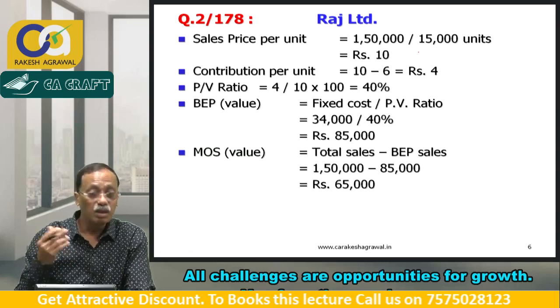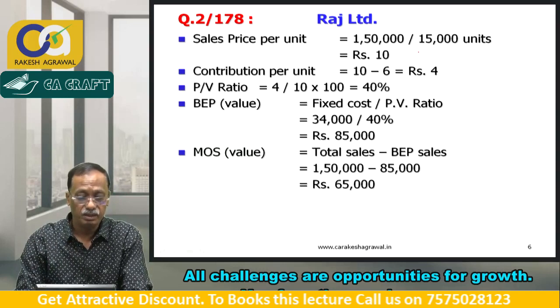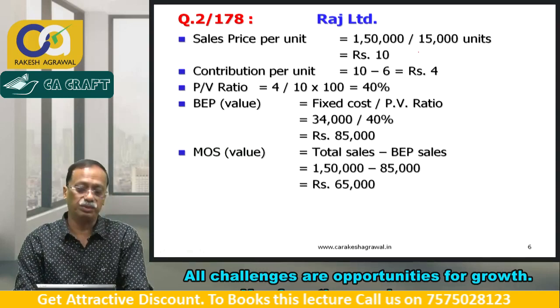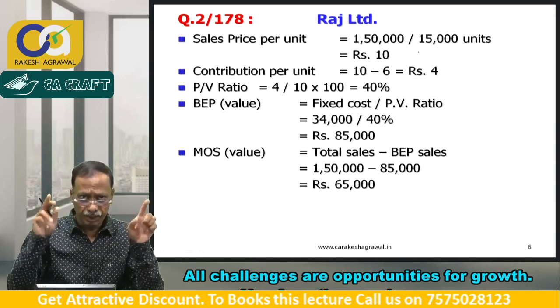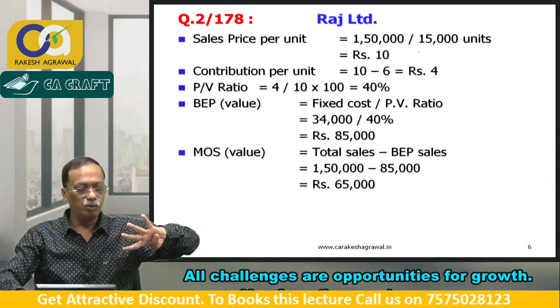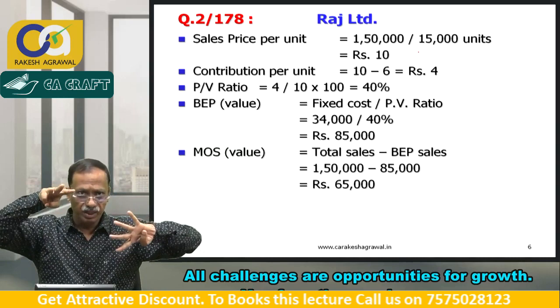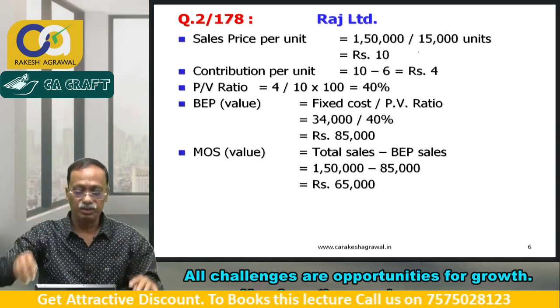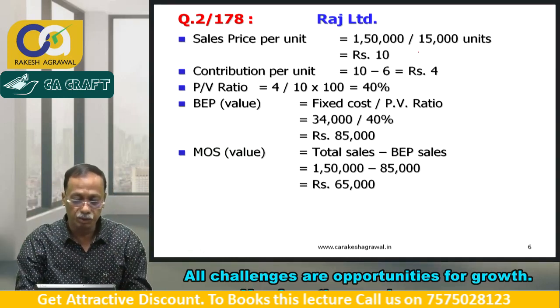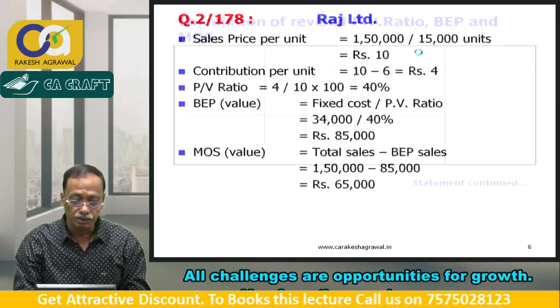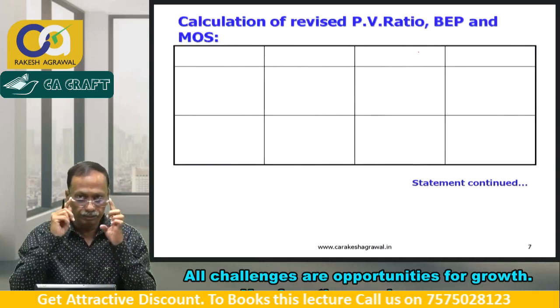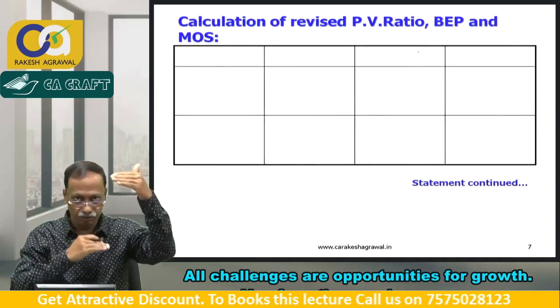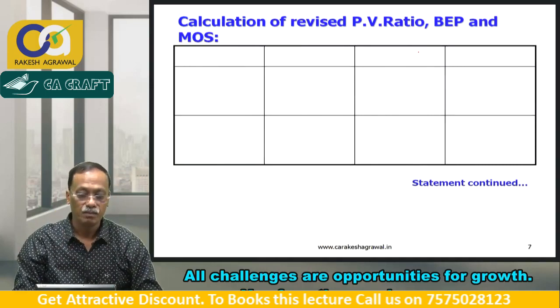Now we have to calculate revised answers, that is revised PV ratio, revised BEP and revised MOS under each situation. For this I am preparing a table. In a tabular format I will take 4 situations and 3 answers, so a 4 by 3 table of 12 values. You can also prepare a table around half page of your full-scape notebook.